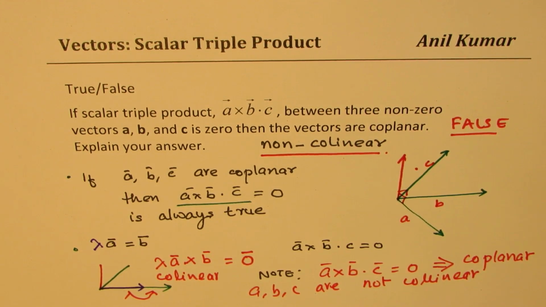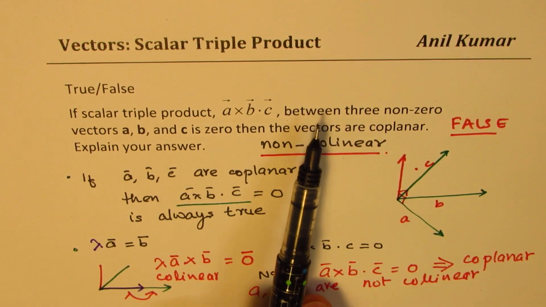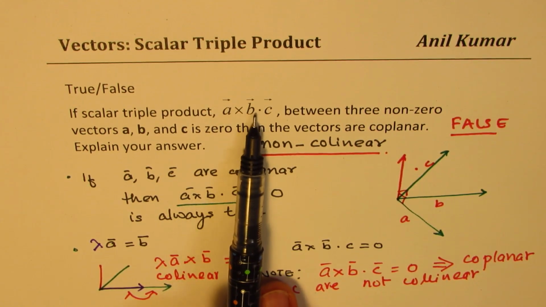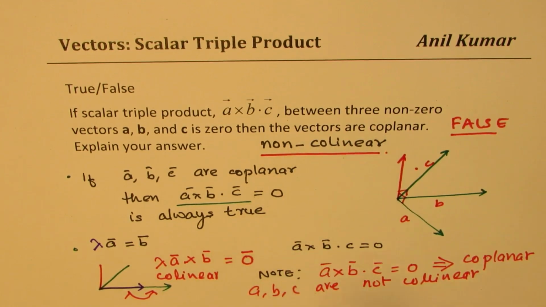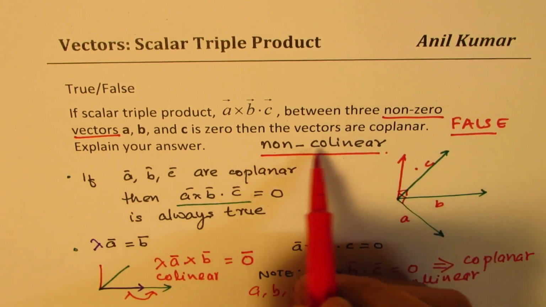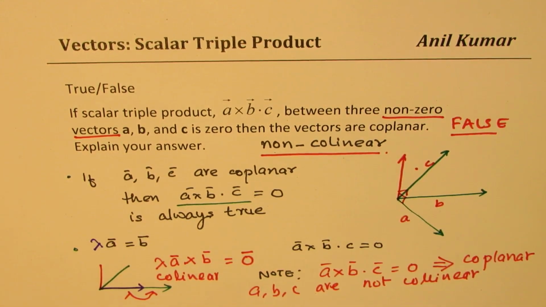Perfect. So I hope that makes sense, right? The cross product could be a 0 vector if the two vectors are collinear, and therefore we have to include this condition when we are saying that scalar triple product being 0 means that the three vectors are coplanar. So we should have two conditions here. One, of course, which is included, non-zero vectors. The second, non-collinear vectors. So I hope that makes sense. So that is a caution.